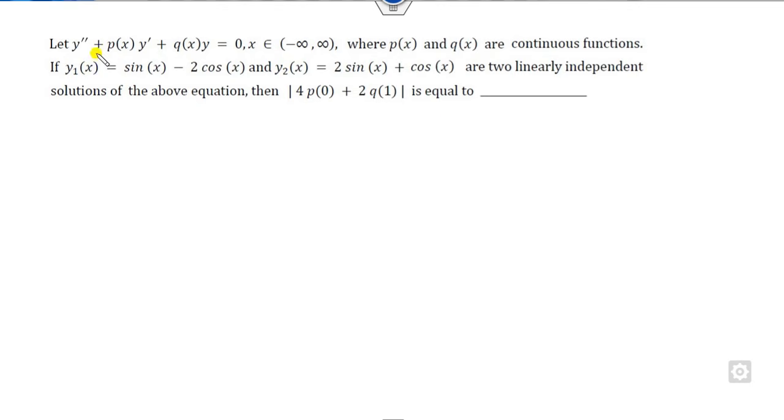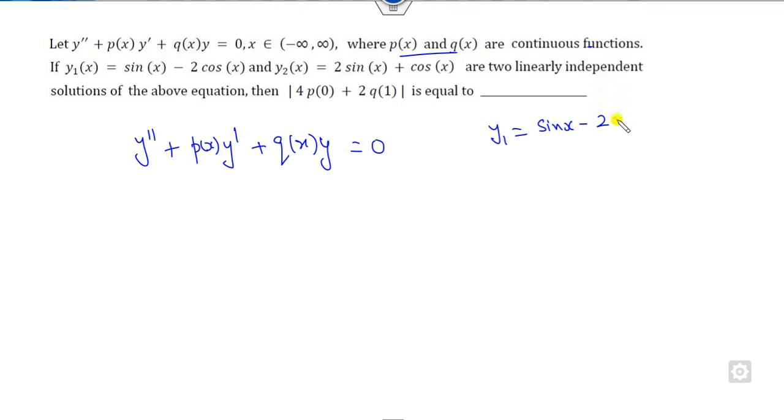Look at another one. A second order differential equation is given to you: p of x y double dash plus q of x y is 0, where p and q are continuous functions, and the solution is of this form. y1 is here and y2 will be 2 sin x plus cos x. So these c1, c2 are there. Do you think that for any differential equation, if you find the auxiliary equation, when will it be in the form of sine and cosine? When it is in terms of complex numbers?